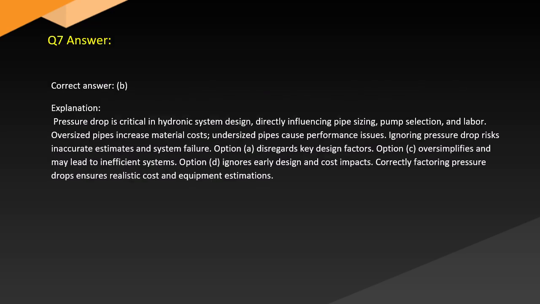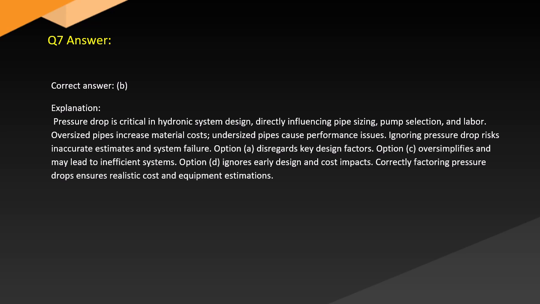Answer. Correct answer: B. Explanation. Pressure drop is critical in hydronic system design, directly influencing pipe sizing, pump selection, and labor. Oversized pipes increase material costs. Undersized pipes cause performance issues. Ignoring pressure drop risks inaccurate estimates and system failure.